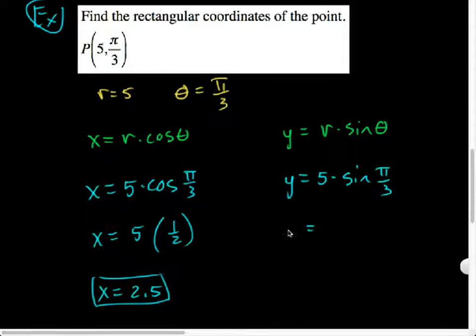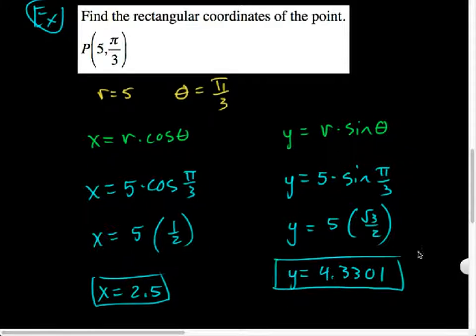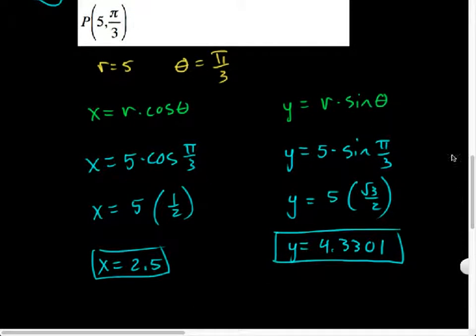Sine of pi over 3, you might recall, is the same as sine of 60, which is root 3 over 2. Or y is going to equal 2.5 times the square root of 3, or, tell you what, I'll find a decimal approximation of that. That is about 4.3301, roughly.